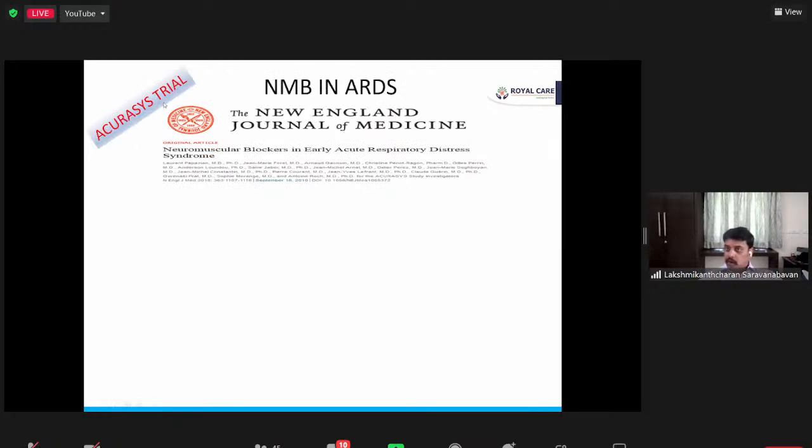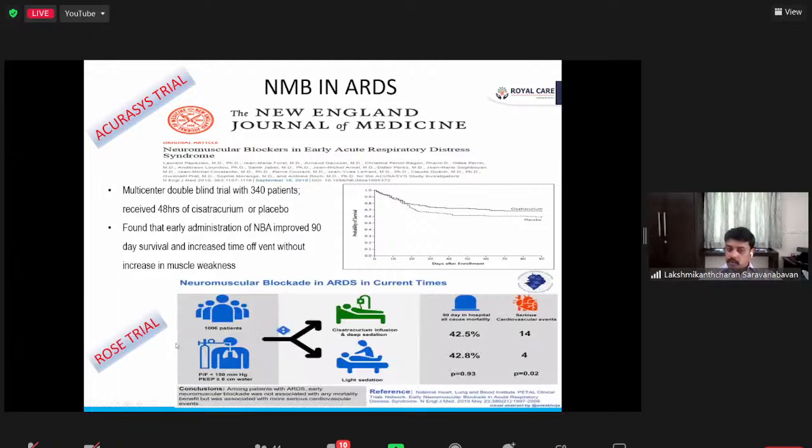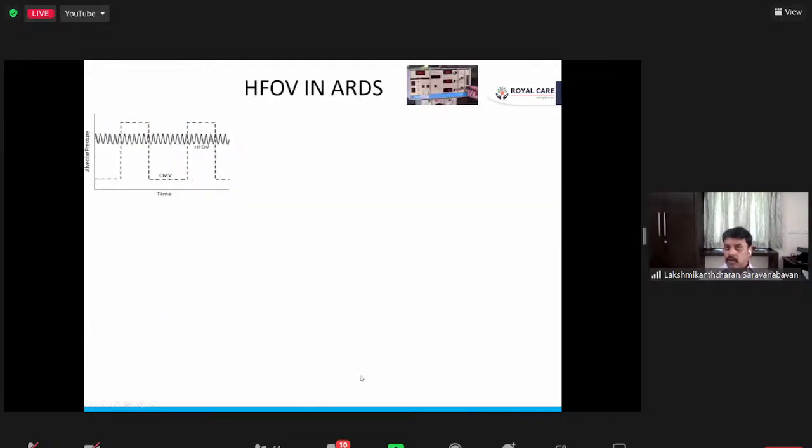Next comes the neuromuscular blockade usage in ARDS. As we all know, ARDS is an oxygenation problem. In most of the patients in ARDS, we tend to use neuromuscular blockade, and there was a study called the ACURASYS study, which showed a mortality benefit in usage of relaxant, which was a surprise for many of them. They used cisatracurium for the first 48 hours of ventilating these patients, which was disproven in the following trial called the ROSE trial, which was not associated with any mortality benefit.